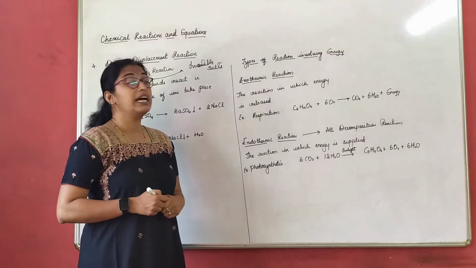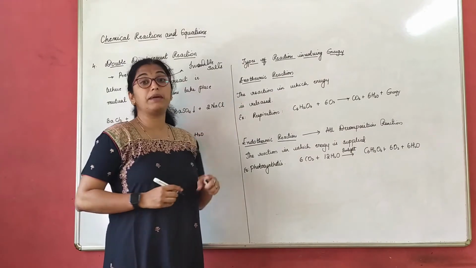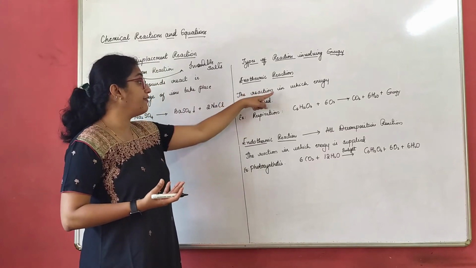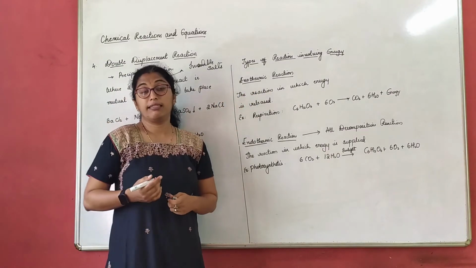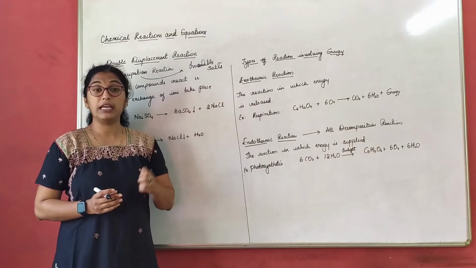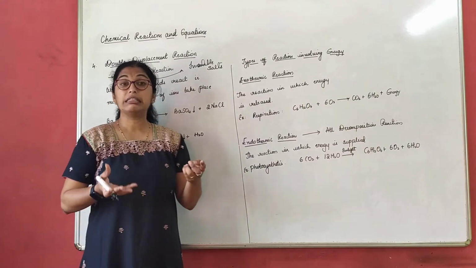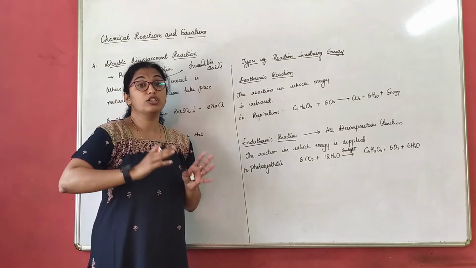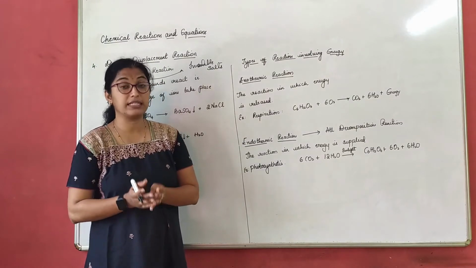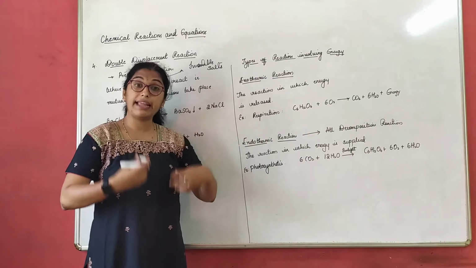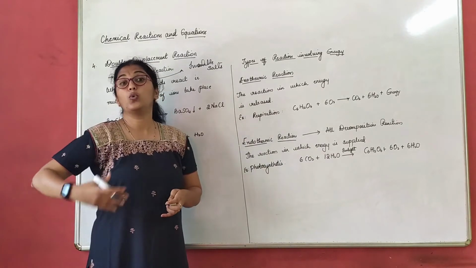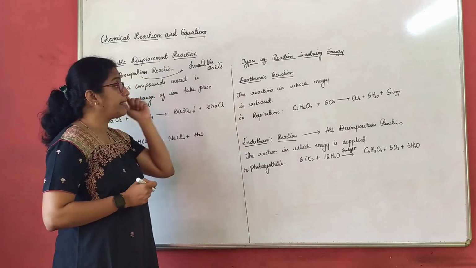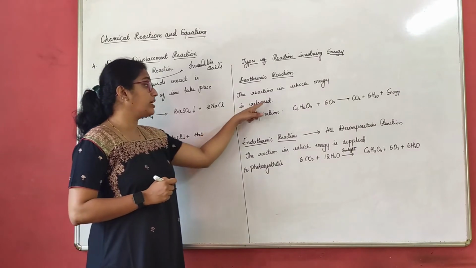The first reaction is exothermic reaction. What do you mean by exo? Exo is something giving, releasing. The reaction in which energy is released. That means when a chemical reaction happens, either of 2 things will take place. Either the reaction will require energy, so we have to supply external energy for the chemical reaction to take place. Otherwise, a chemical reaction will take place and the product formed will supply enormous amount of energy, right? Exothermic reaction, a reaction in which energy is released.